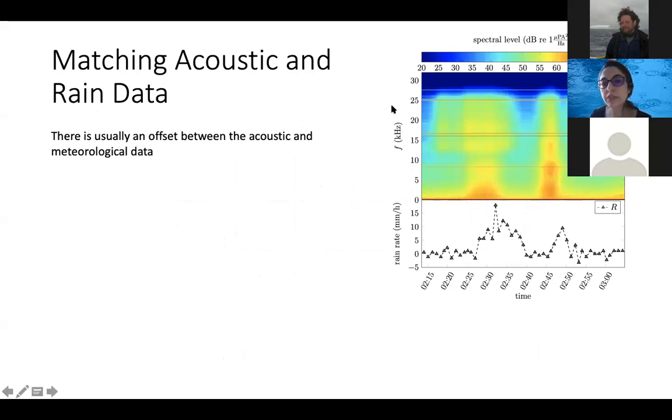What you see in this figure is the spectrogram during one of the rain events. You see we have one rain event here, one rain event here. This data right below that shows the rain rate that was measured at the surface buoy, and you see that there is a lag.